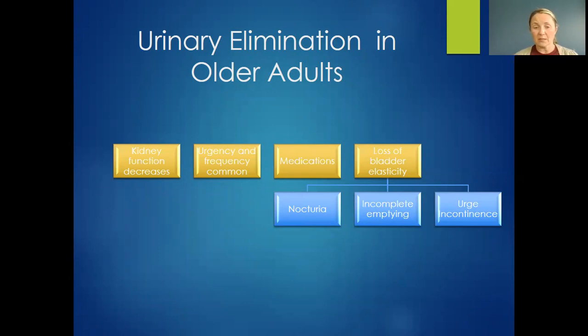Urge incontinence, we'll talk about, is the involuntary loss of urine that occurs after feeling an urgent need to void. So if you feel like you need to go to the bathroom and you know you need to go, but you can't get there in time because all of a sudden it's like when you have to go so bad and you can't make it there. So that nocturia, the incomplete emptying of the bladder, and that stress and that urge incontinence will happen as a result of loss of bladder elasticity.